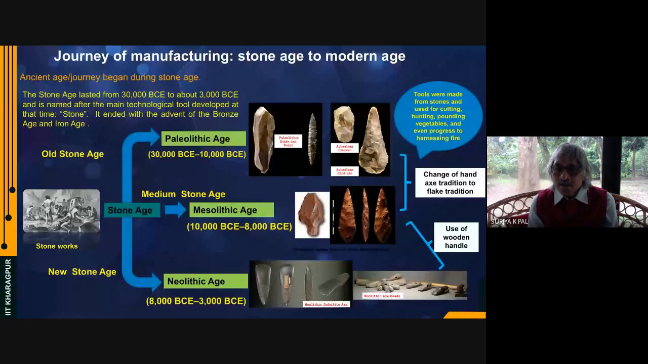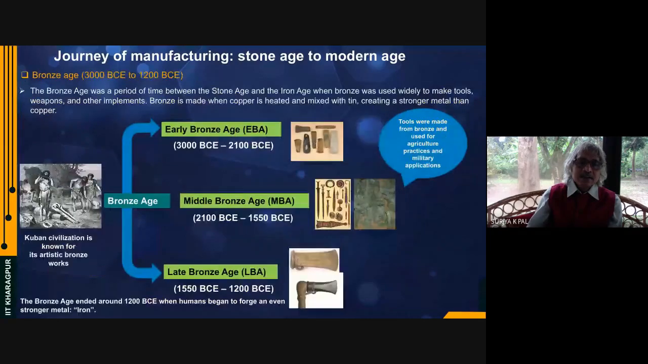Then it became very sharp, and then people thought that holding that stone is very difficult, so they tried to put a handle onto it, so that it becomes more and more convenient to use. So the use of the wooden handle was the main thing. Let us go to the next stage, which is the Bronze Age.